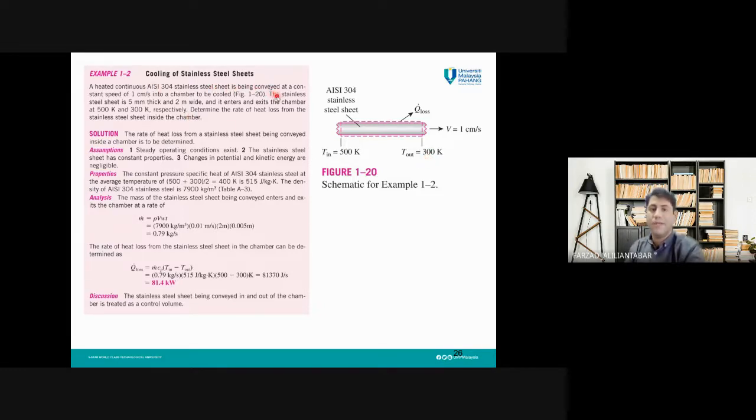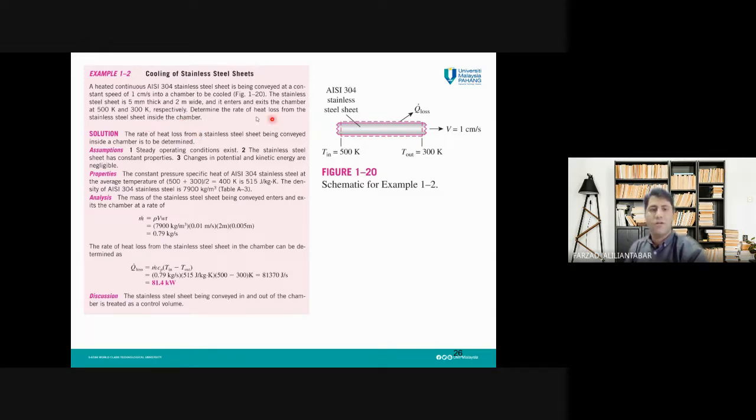So we have a stainless steel sheet. It is moving at a constant speed of 1 centimeter per second into a chamber to be cooled. The stainless steel sheet is 5 millimeters thick. We know the thickness of the sheet, and also the width of the sheet is given, which is 2 meters. It enters at 500 and exits the chamber at 300 Kelvin, as I said. Now we need to determine the rate of heat loss from the stainless steel sheet inside the chamber.